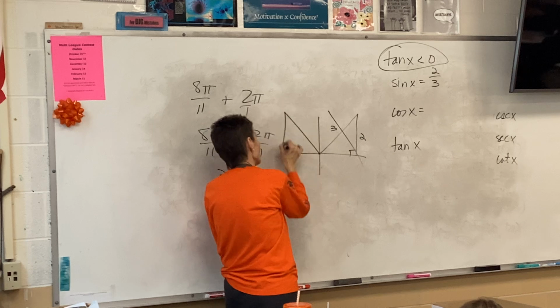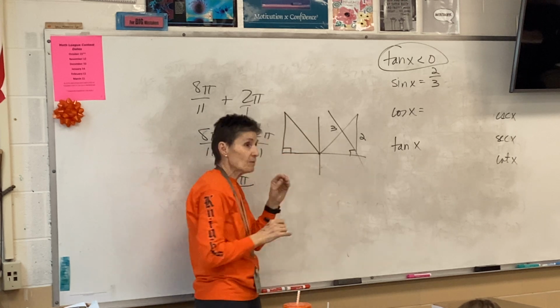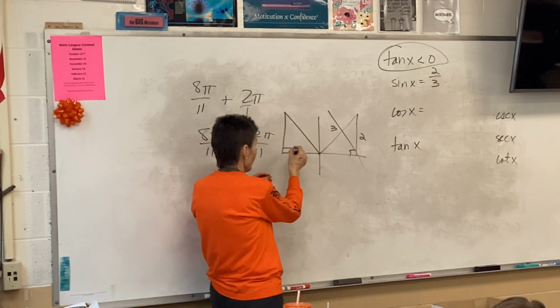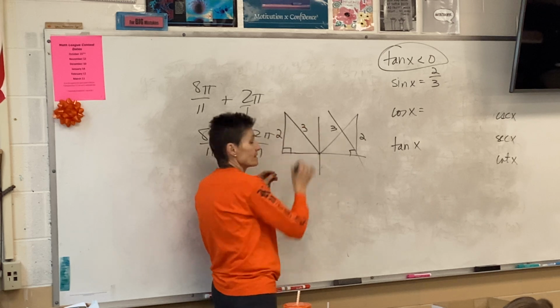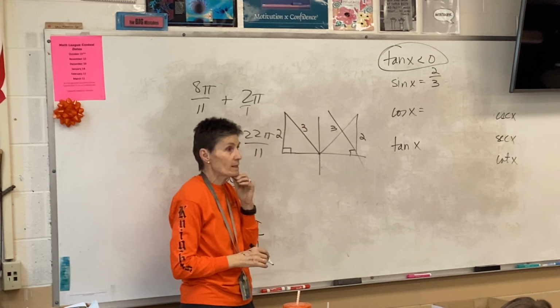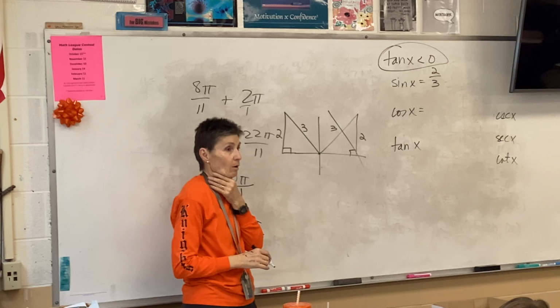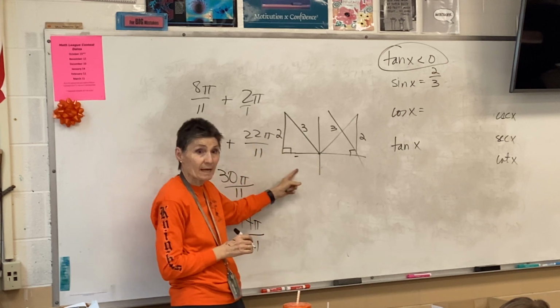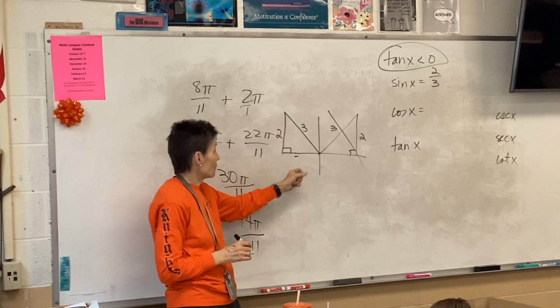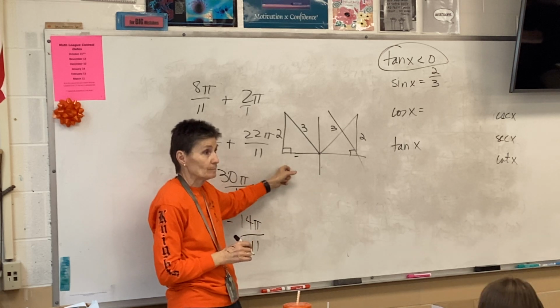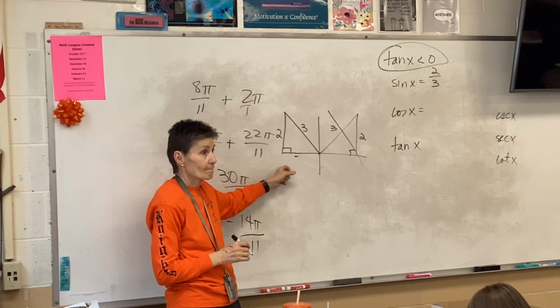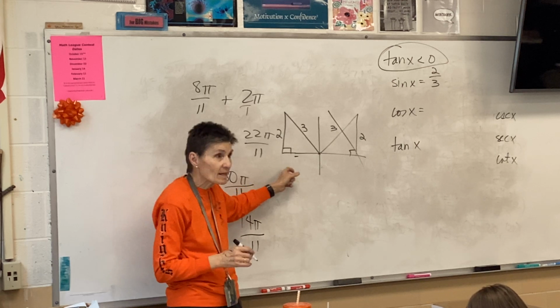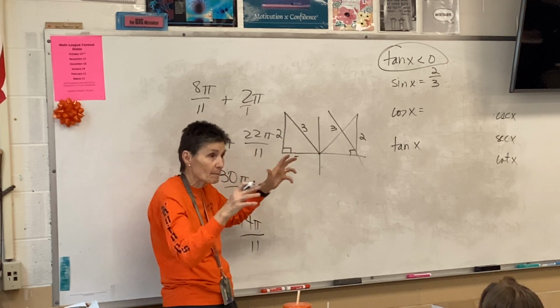Dana says, what about over here? Well, think about that for a second. Over here, can the sine still be 2/3? Yeah. Only now, this side will be negative and the tangent will be a negative number. So that's the picture you're gonna draw. You have to think, you have to use logic.